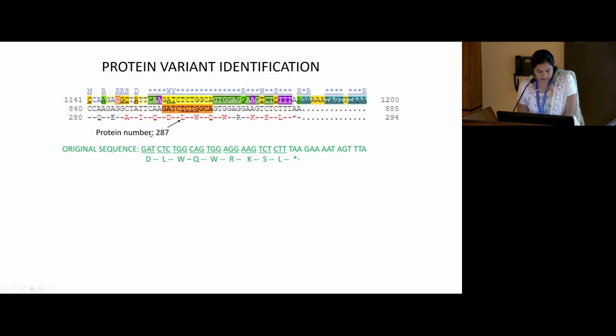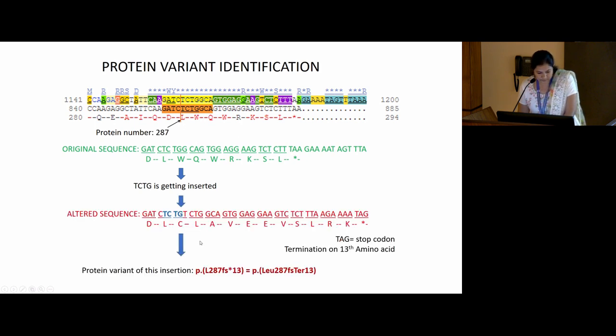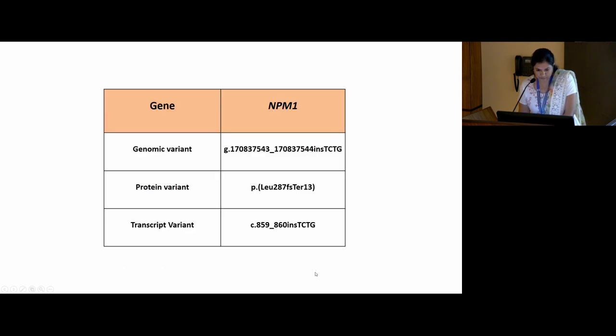In protein variant identification, this is the original sequence, and TCTG is getting inserted between C and T. This is protein number 287, leucine. So the frame is getting shifted from leucine, and the altered sequence will be C, TCTG, T, and we are getting a TAG stop codon at the 13th amino acid. So the protein variant of this insertion will be leucine 287 frame shift termination 13. So this is what we have manually derived.